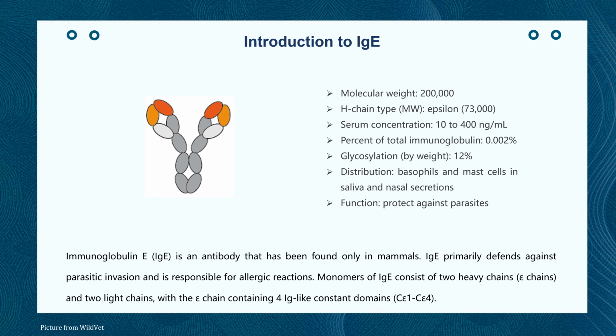IgE is considered to be an important component of the immune response against certain parasitic infections, including Schistosoma mansoni, Trichinella spiralis, and Fasciola hepatica. IgE is also used in the immune defense against certain protozoan parasites such as Plasmodium falciparum.